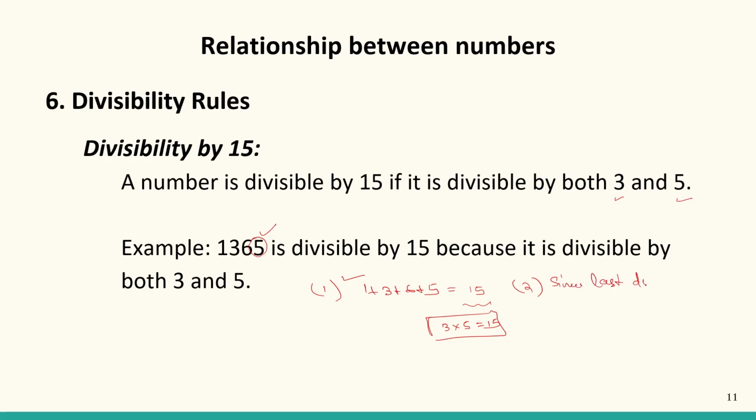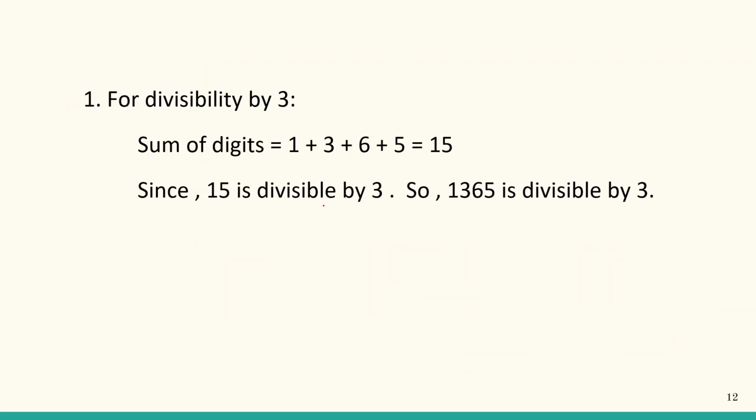last digit is 5. So this implies that 1365 is divisible by 5. Okay. So what we can imply from these two things is 1365 is divisible by 15. Okay. So let's see other divisibility rules.